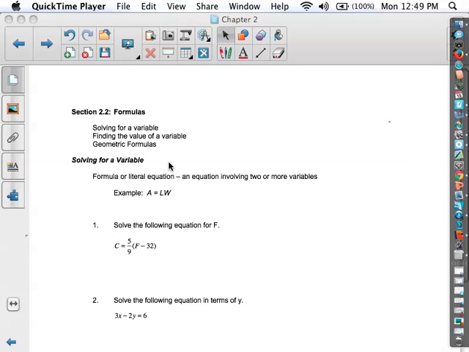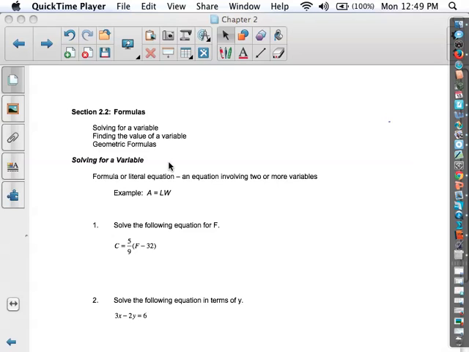Okay, let's take a look at section 2.2, formulas. So we're going to be looking at solving for a variable, something called literal equations, which literally have more letters than numbers. So they're literal equations or formulas. Finding the value of a variable, and then some geometric formulas.